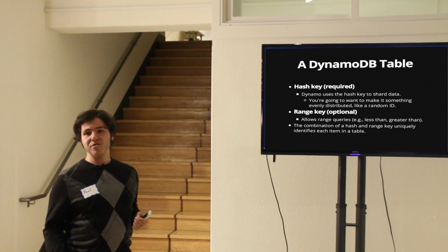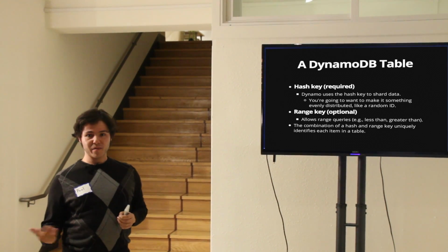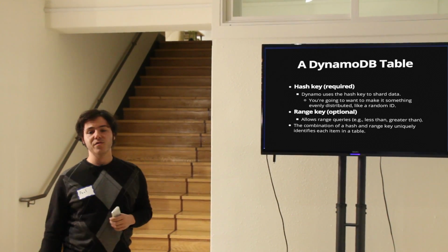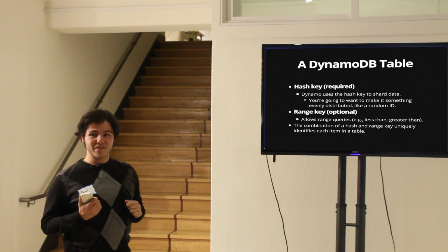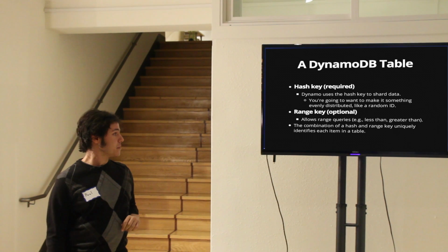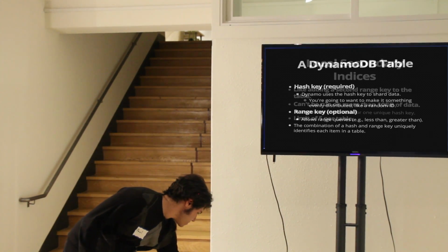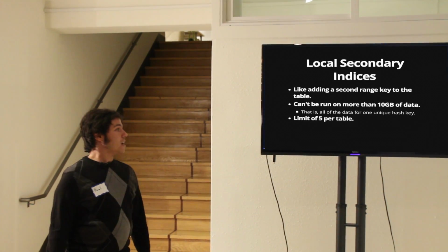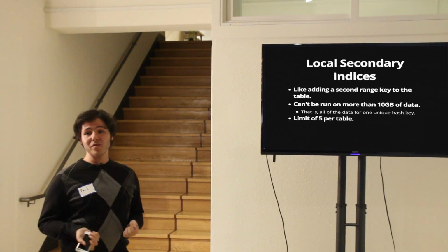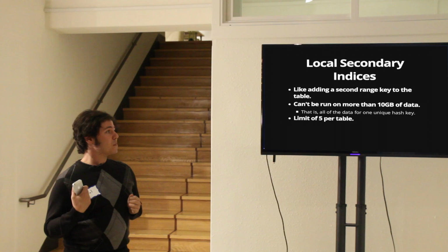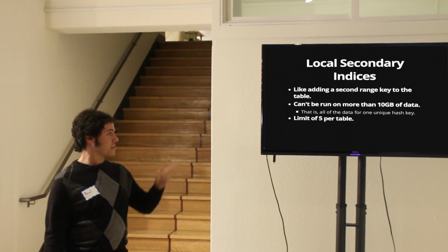And then the range key lets you do range queries. So something greater than, less than, or in between two values, you can do on a range key. You can't do a range query on a hash key, and that's like the first of many gotchas with DynamoDB. If you want to do something like that, you can add a local secondary index. You only get 5 per table, but it's sort of like adding a second range key to your table.